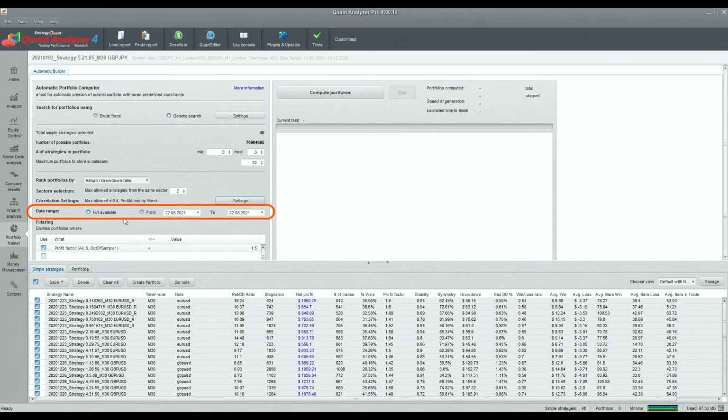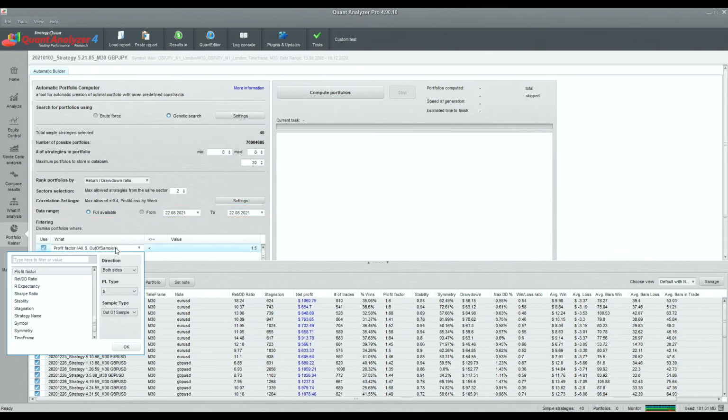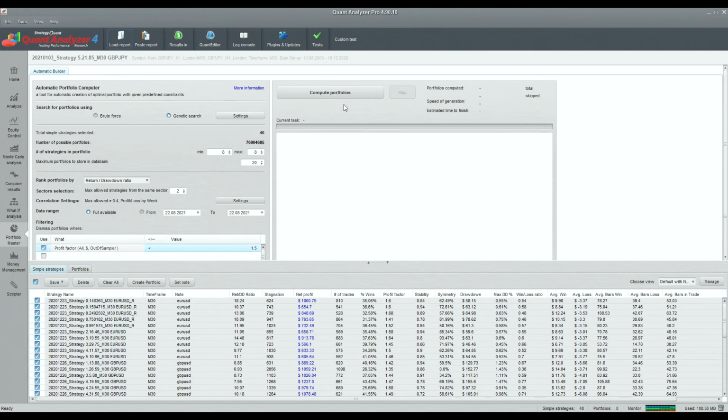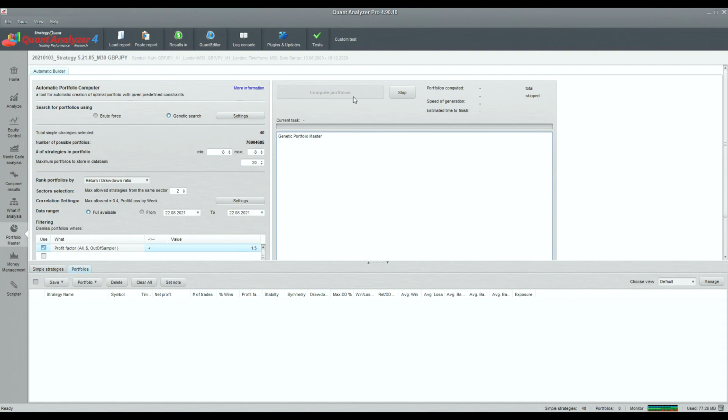For data range, we can limit the date range over which the portfolio is computed. I will select full available to use the full 17 years. And lastly, let's set our portfolio filtering conditions. These are the benchmarks that the portfolio will have to meet. To keep it simple, I will add a 1.5 profit factor to the out-of-sample portion. With this condition, portfolios that don't meet the profit factor requirement will be dismissed. That's it. Now let's run the computation for 15 minutes.